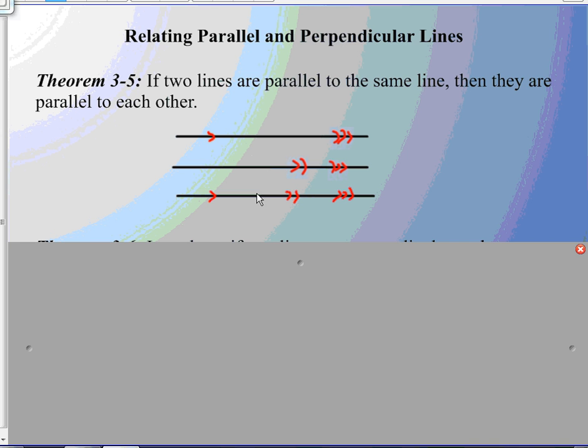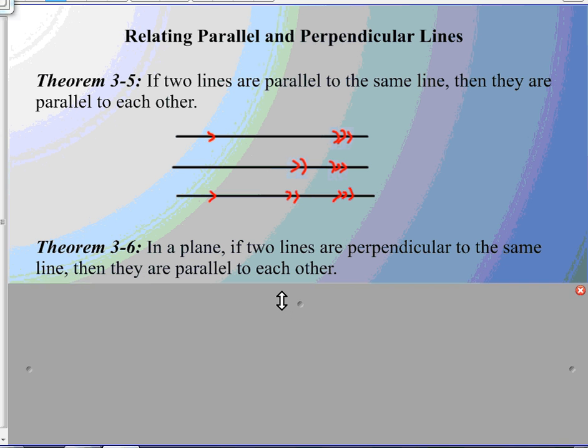All right, the second theorem we're going to be talking about today is theorem 3-6. And this states in a plane, if two lines are perpendicular to the same line, then they are parallel to each other. Now notice that it says in a plane. All right, this is very important. You just want to make sure that you're not talking about two lines that are non-coplanar, okay?